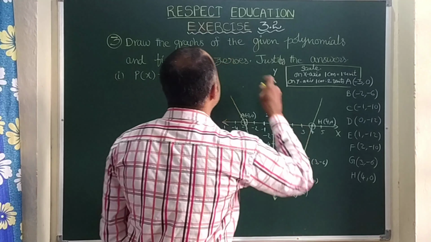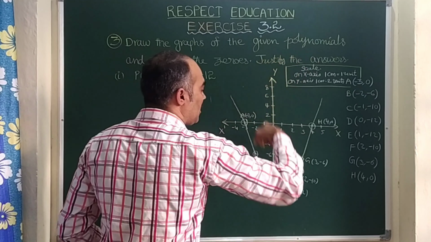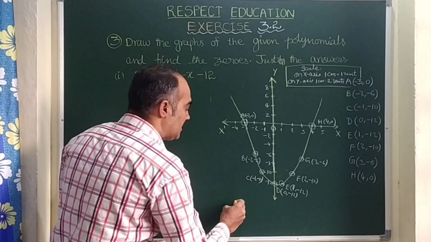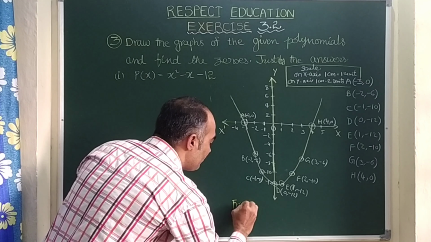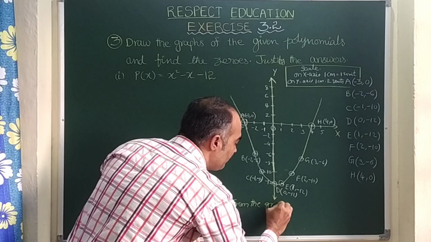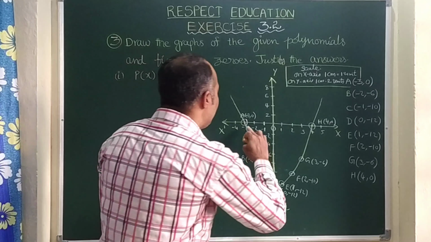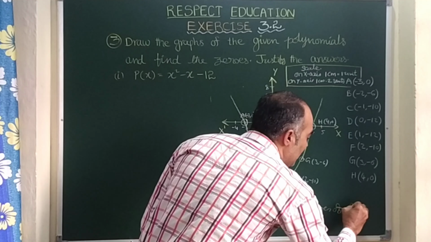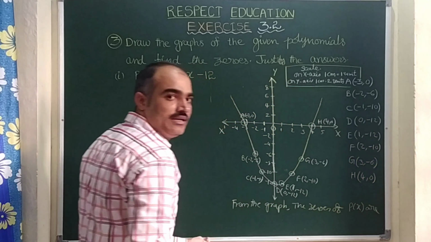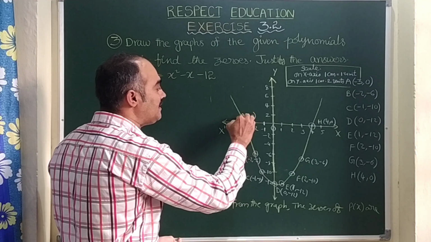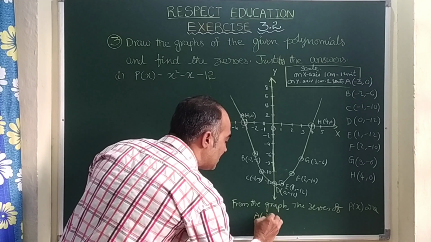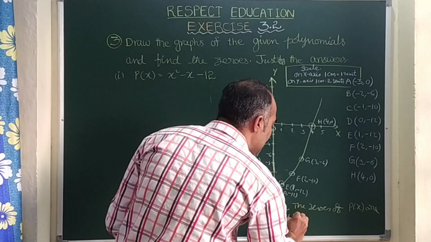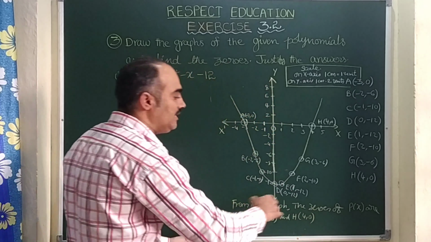And afterwards, now the question is that, see here, draw the graph of the given polynomial. Graph is drawn. Now the question is to find the zeros. Now here let us write the zeros, children. See, from the graph, the zeros of the polynomial p(x) are, here you see where it intersects the x-axis, at (-3, 0) and (4, 0). These are the zeros.